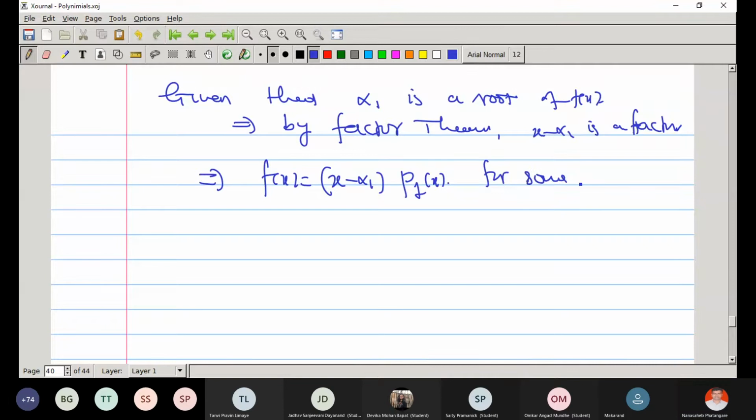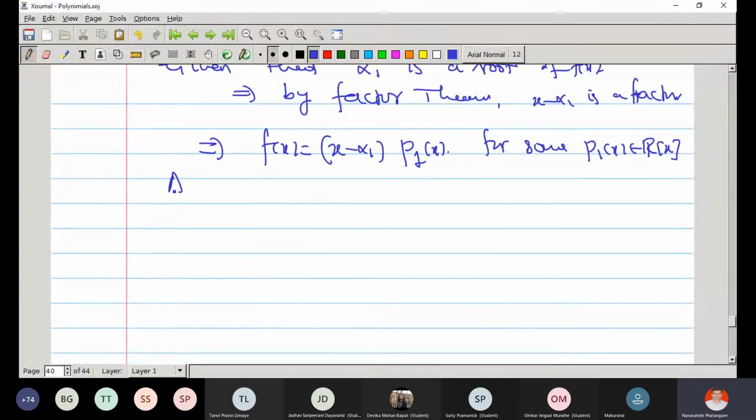Also, alpha 2 is a factor of f(x), and alpha 2 is not the same as alpha 1 because the numbers are distinct, as we are assuming. Therefore, f of alpha 2 is 0. That means (alpha 2 minus alpha 1) times p1 of alpha 2 is 0.